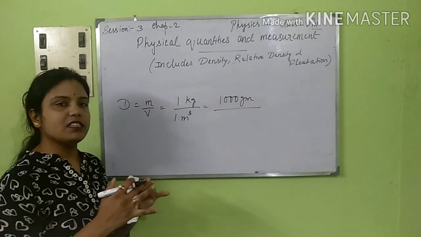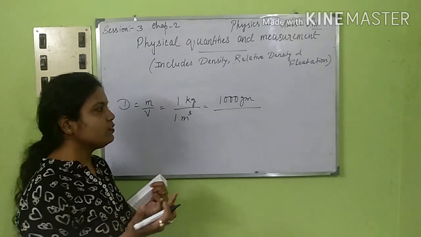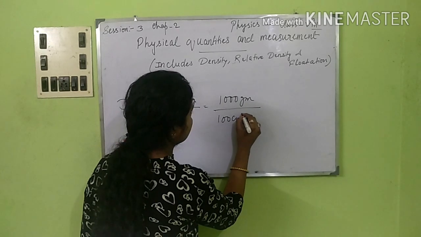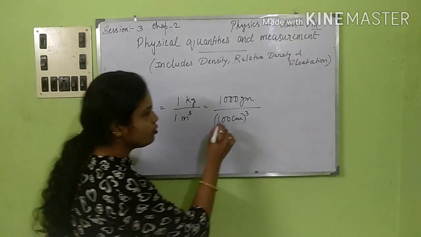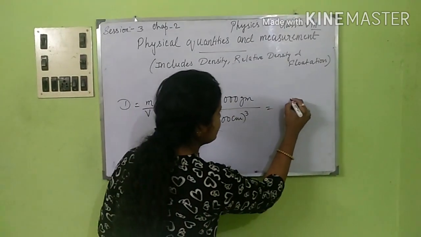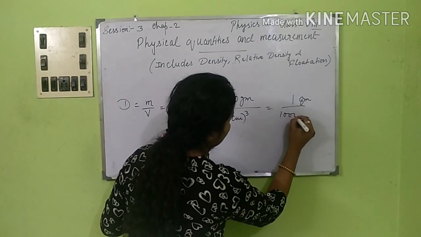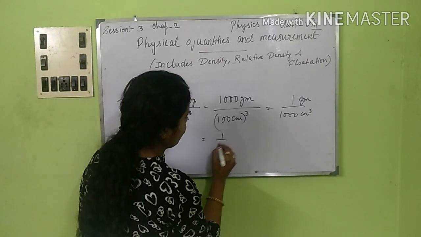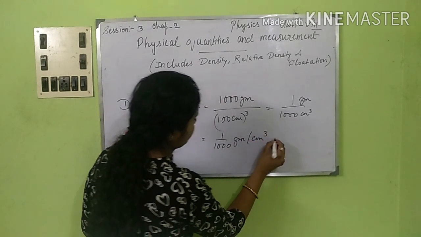So volume we know is a cube of the sides. Cube of the side will give you 100 centimeter cube, right? So you know how many zeros are going to come? 6 zeros are going to come. So 3 are going to get cancelled. So we are going to get 1 gram by 1000 centimeter cube. So in that case we can write 1 by 1000 gram per centimeter cube.